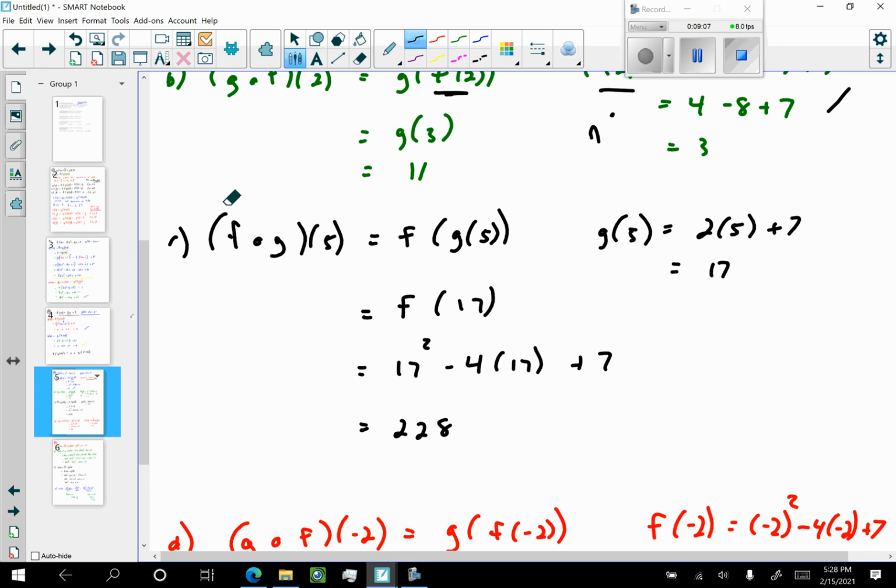For C, I want to find g of f of 5. So I have to find f of 5 first. And what is f of 5? 5 squared minus 4 times 5 plus 7, 17... Using my calculator and putting 17 into g. g of 17 is 2 times 17 plus 7. Using my calculator, I see that that is 228.